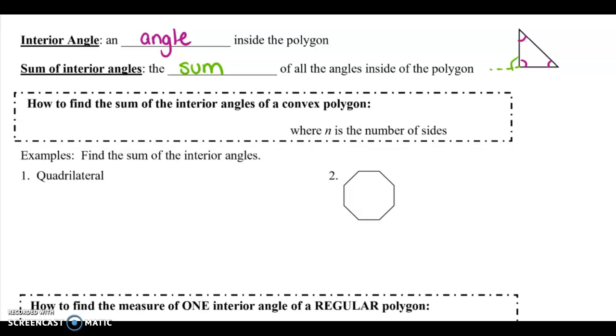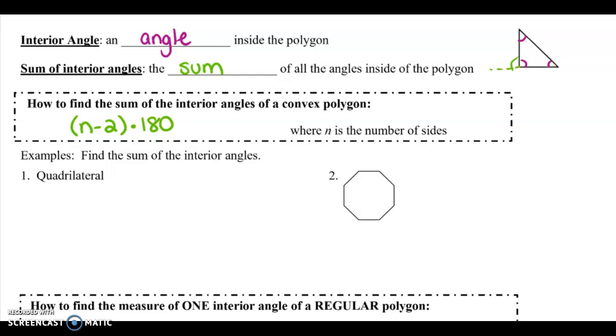How to find the sum of the interior angles of a convex polygon is (n minus 2) times 180, where n is the number of sides. However many sides you have, minus 2, times 180. So you take the number of sides you have, subtract 2, and then multiply by 180.